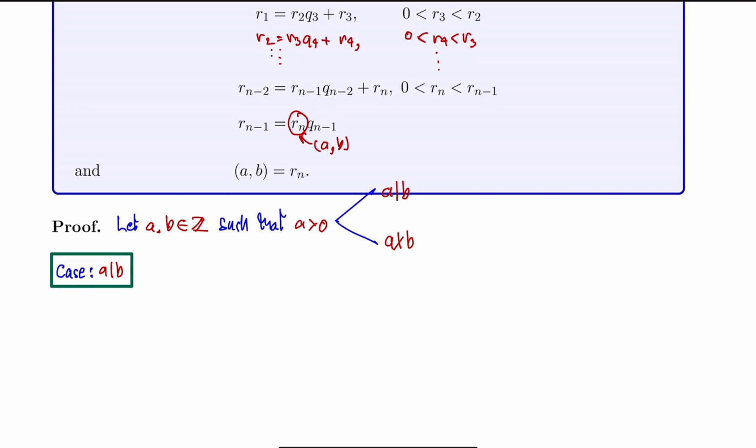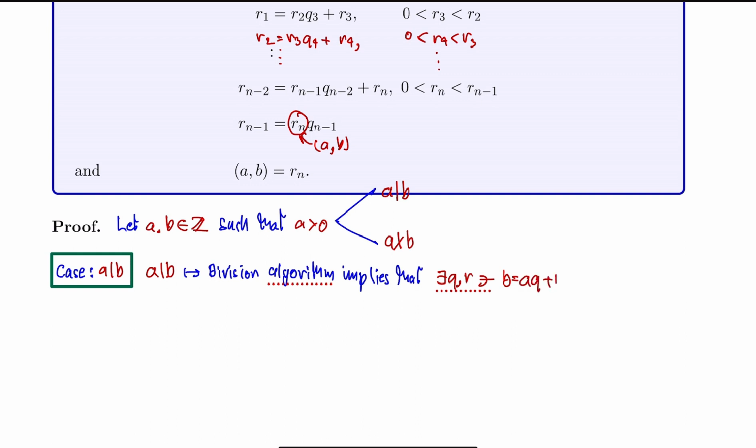Okay? The case where A divides B. So what is this case? So what happened when A divides B? When A divides B, we're gonna have the division algorithm. Okay? What does it imply? It implies that there exist integers Q and R such that B equals AQ plus R.